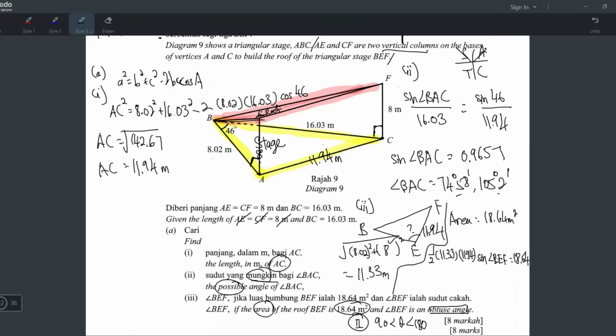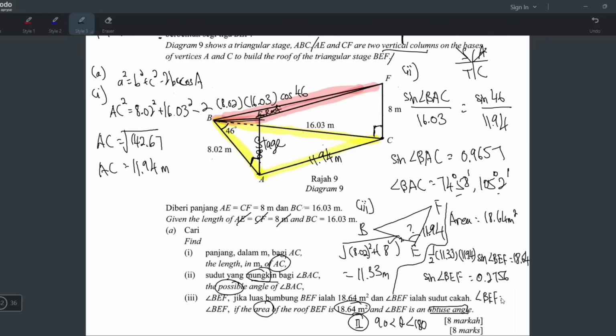Okay, now how to find the sine BEF? Just slowly pindah lah. Okay, let's find sine BEF first. So macam mana tekan? 18.64 bahagi 11.94 bahagi 11.33 times 2. So I get 0.2756, and then shift sine answer, you will get 16. Let me check. Shift sine 0.2756. Yeah, I got 16 degree.